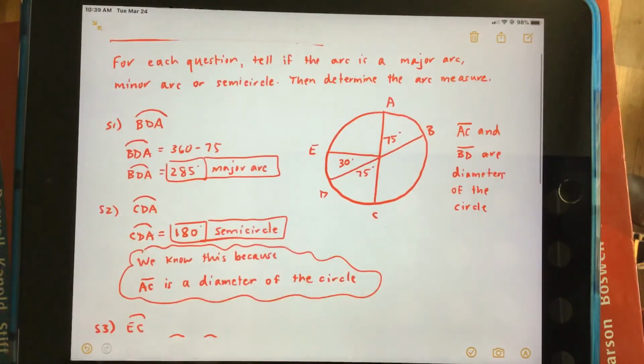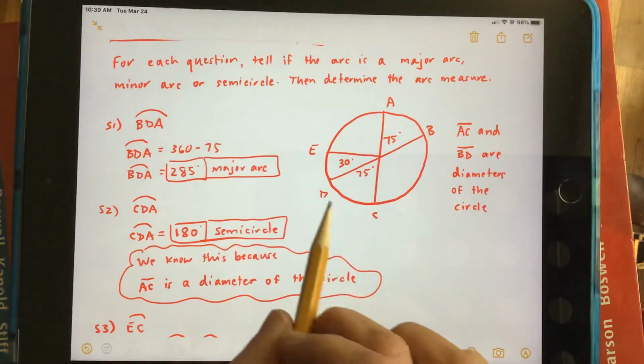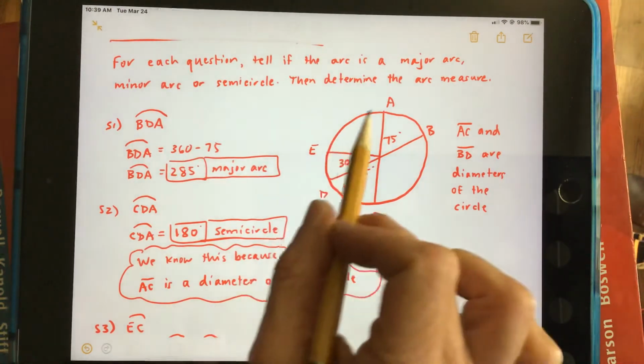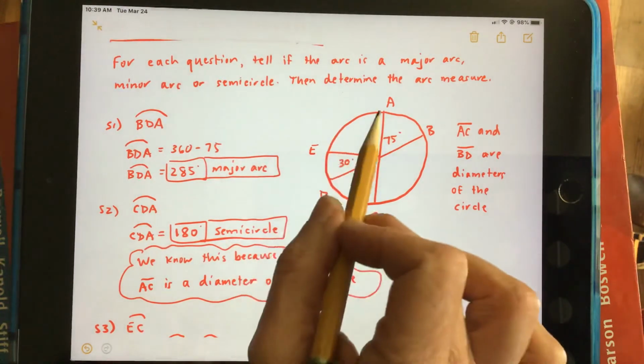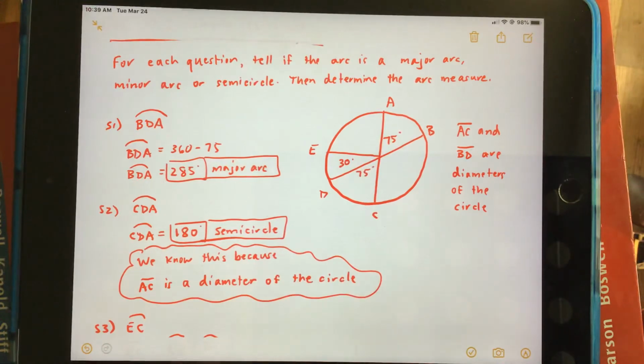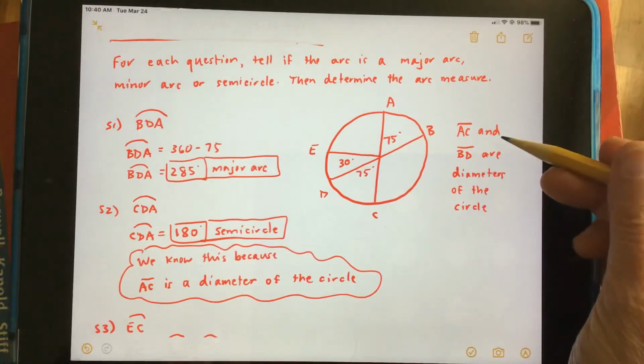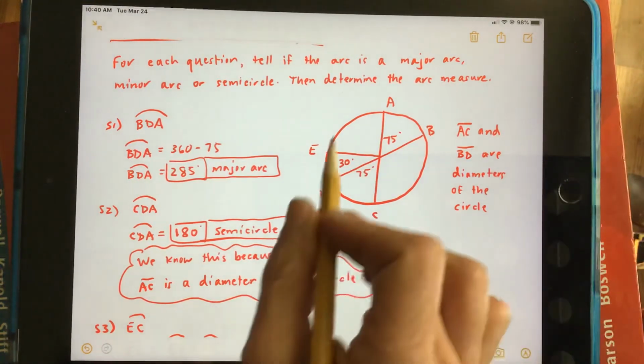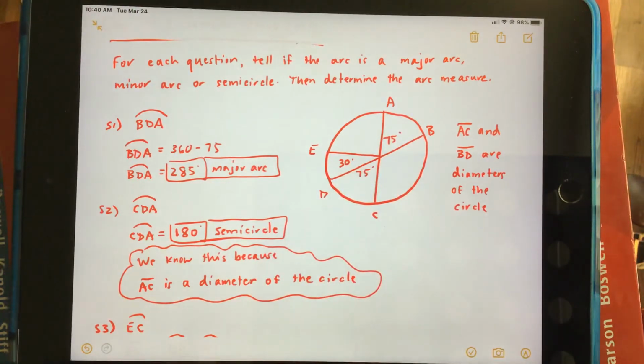Sample 2 asks us to figure out the measurement of the arc CDA. So we're going around the circle like this, C through D all the way to A. And since we are told that AC is a diameter, we're going to know from C to A that's 180 degrees with no further work. That means it's a semicircle.